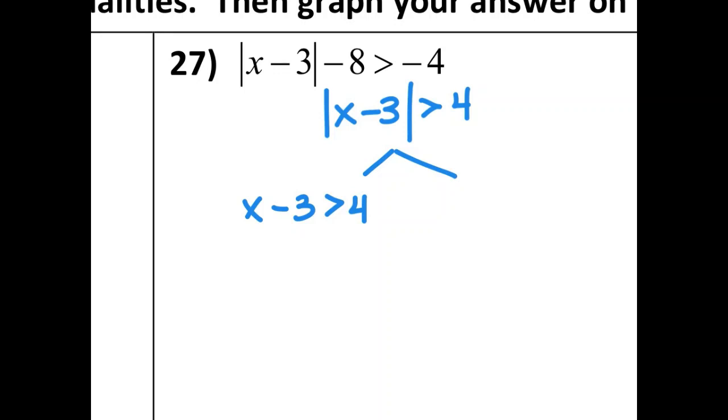And then the second time, all you're going to change, you're going to drop the absolute value, you're going to change the greater than to less than, and you're going to change the 4 to negative 4. Solve those two equations by adding 3. So x is greater than 7. And x is less than negative 1.